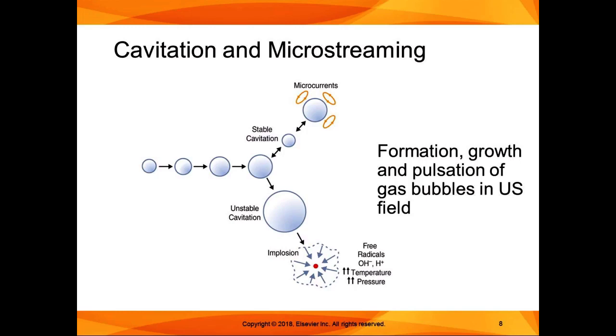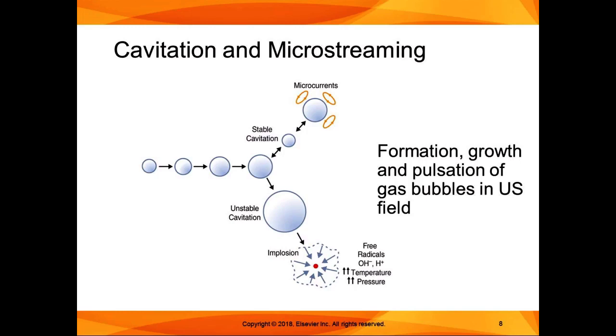So cavitation and microstreaming. Cavitation is the formation, growth, and pulsation of gas bubbles in the ultrasound field. So there are two different kinds of cavitation, stable and unstable. So stable cavitation, the gas bubbles pulse, it creates microcurrents, and that is what is thought to affect the cell membrane permeability. That's that microstreaming. It's tiny little microcurrents around those gas bubbles. Unstable cavitation is where the gas bubbles grow and burst and release free radicals. It increases temperature and it increases the pressure in the area.